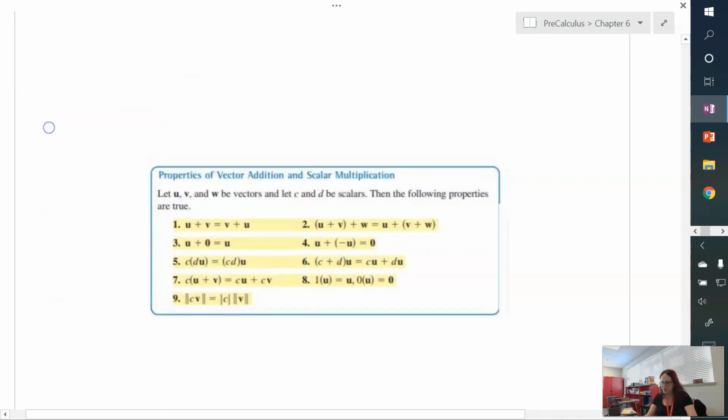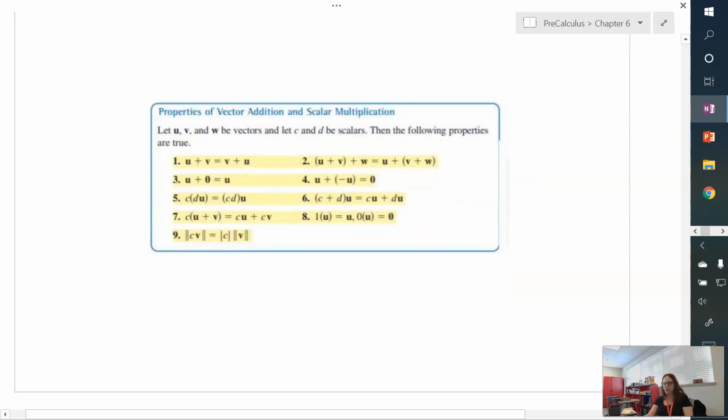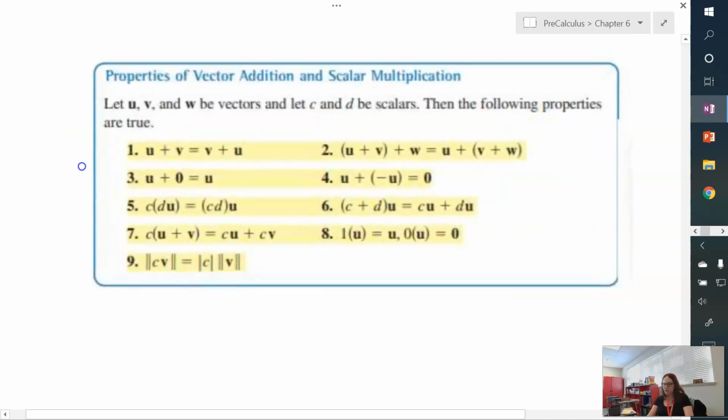Okay. So last thing I want to show you is some properties of vector addition and scalar multiplication. And we've used some of these. The first one says that if I'm adding vector u and vector v, that's the same thing as if I add vector v plus vector u. So the order that you add your vectors doesn't matter. The second one talks about adding 3 vectors together. Now I can add the first two u and v and then add w, or I can add v and w and then add u.